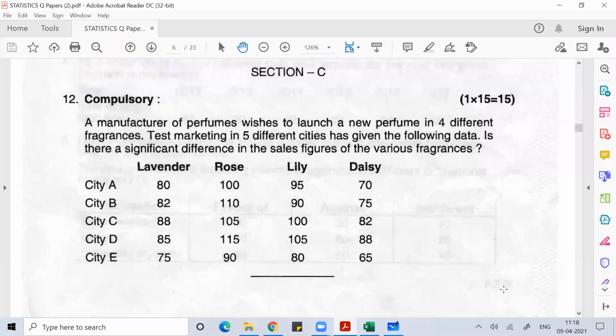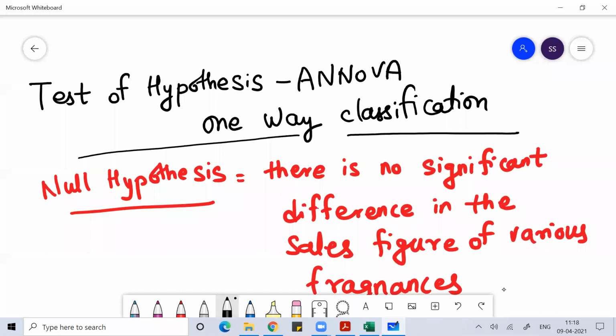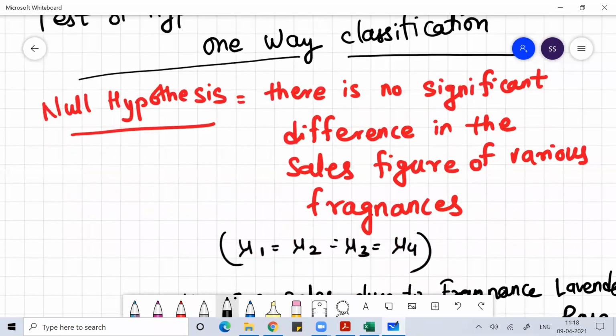So I hope you understand that is what is given. You need to understand the values, the metrics, what those values are all about. Those 80, 100, 95 that you are seeing are basically the sales figures, maybe in thousands or crores or some other unit. So this is your null hypothesis.